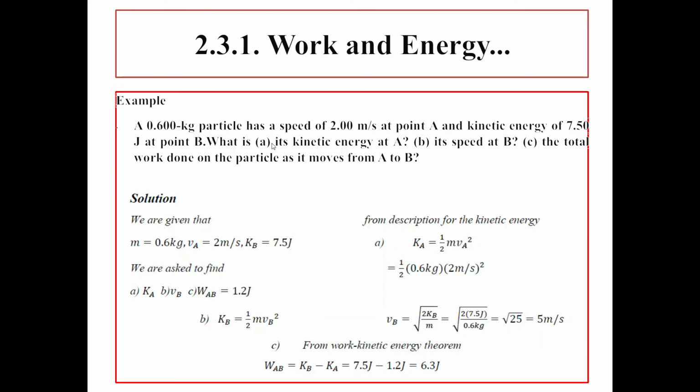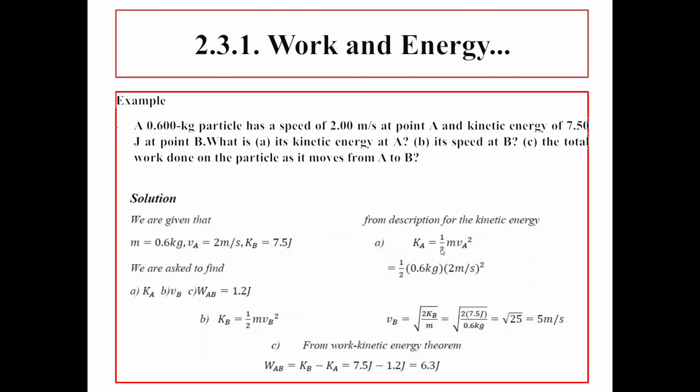Now let's start from the first one. It says find the kinetic energy at point A. We know the mass of the particle and the speed of the particle at point A. So we know that the kinetic energy is equal to half mv square. We have the mass, we have this speed value, so we square it. It becomes 4 multiplied by 0.6. How much do we get? Divided by 2, 1.2 joule.